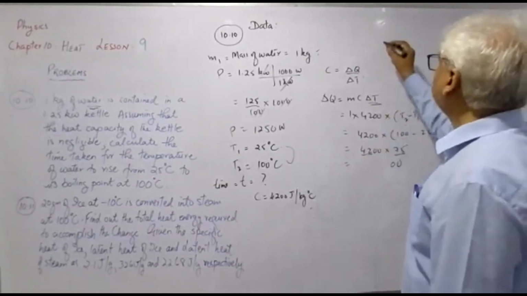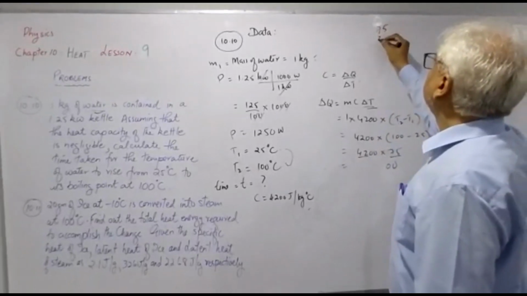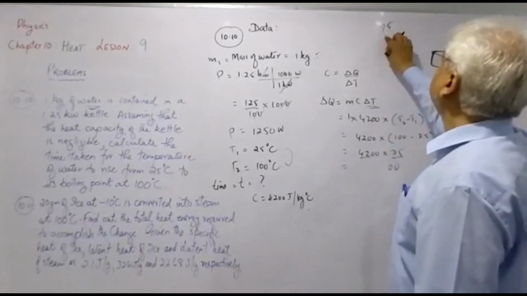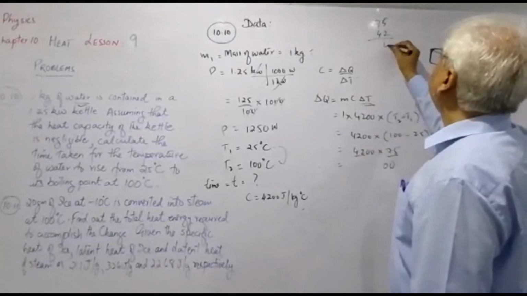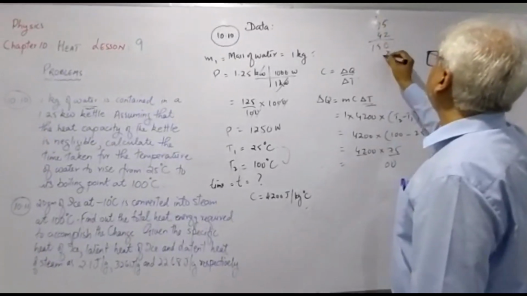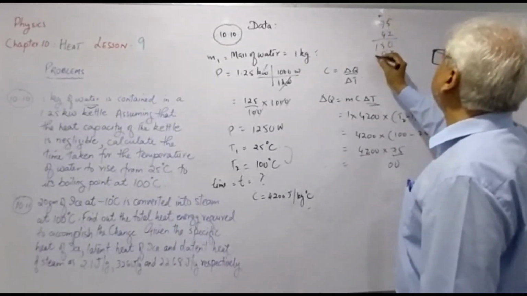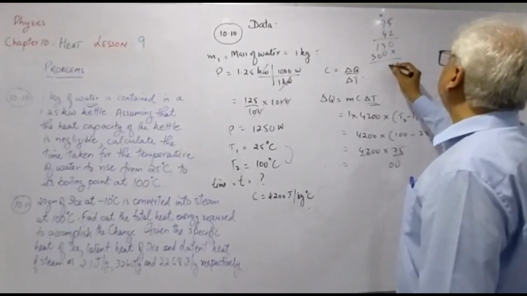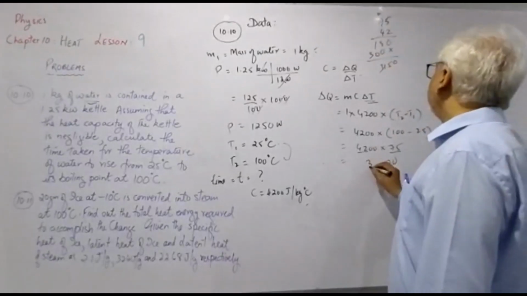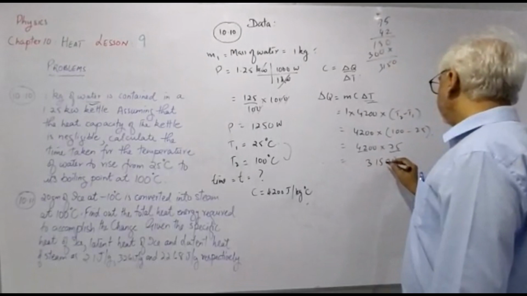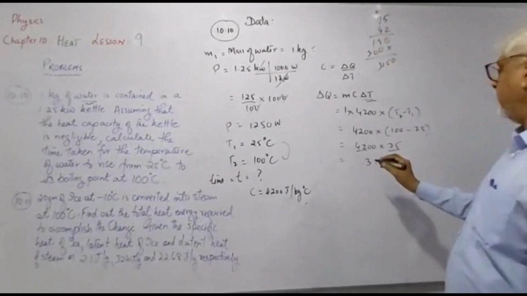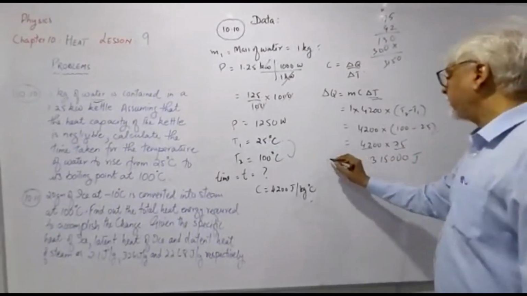75 times 42 would give you, 2 5s are 10, 2 7s are 14, 15, 4 5s are 20, 4 7s are 28, 30, so you have 315, and this is joules, delta Q.